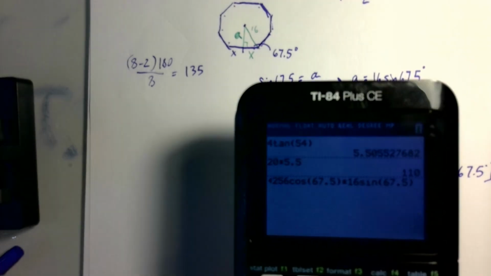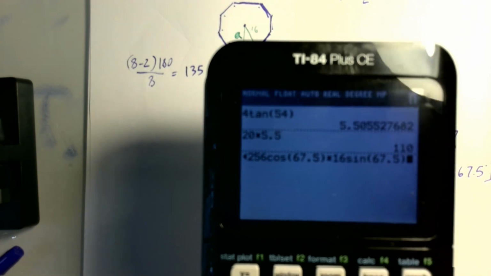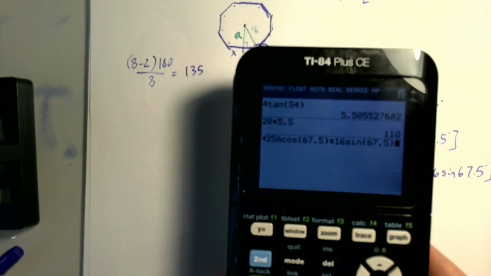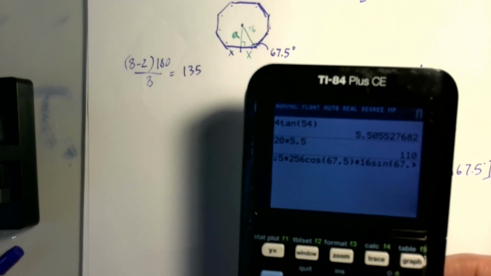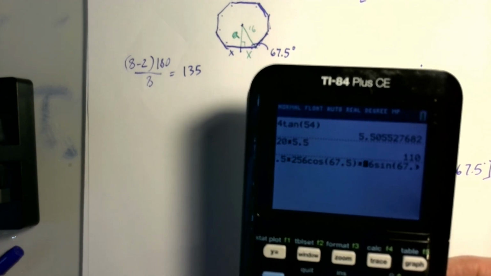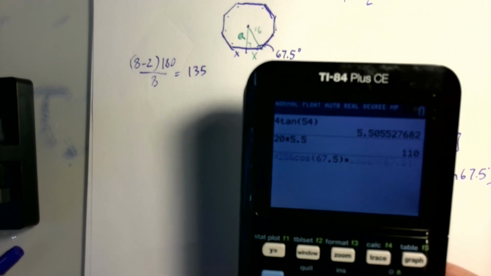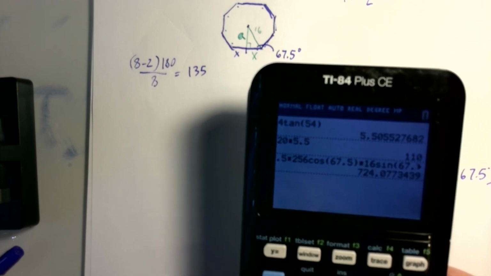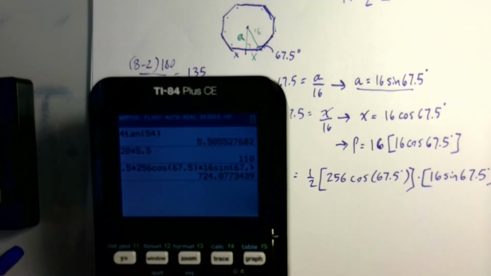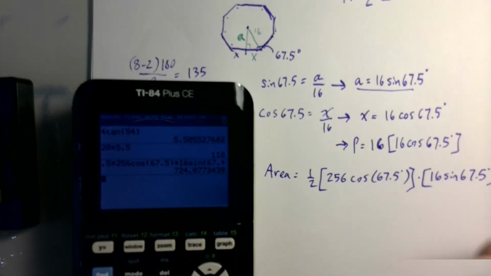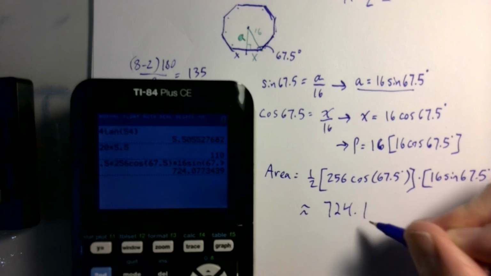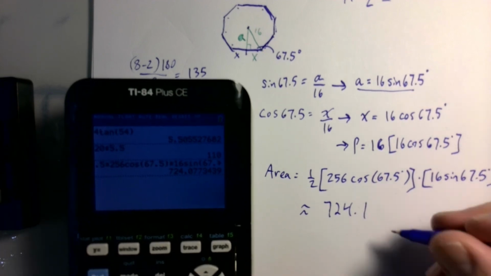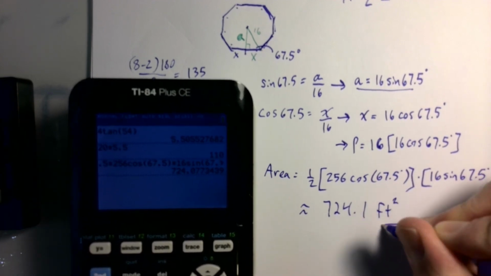I know it's kind of difficult to see. Maybe a little blurry. Oh well, it doesn't even show the beginning. So 0.5 times all that. So let's see what that tells us. So about 724.1. So that comes up to be about 724.1, and our units were feet, so we should say feet squared.